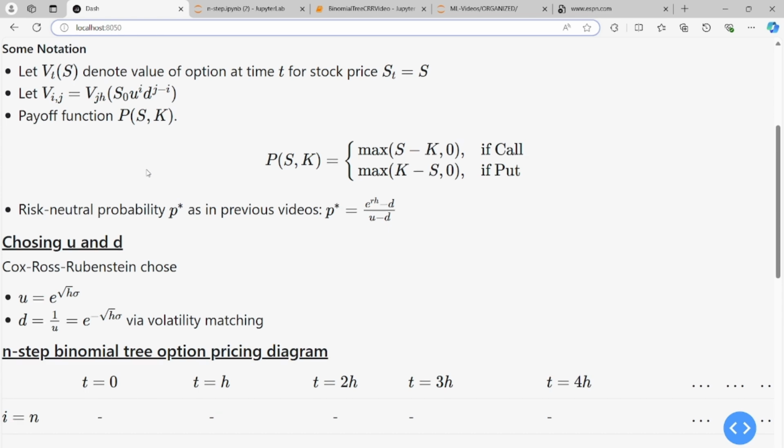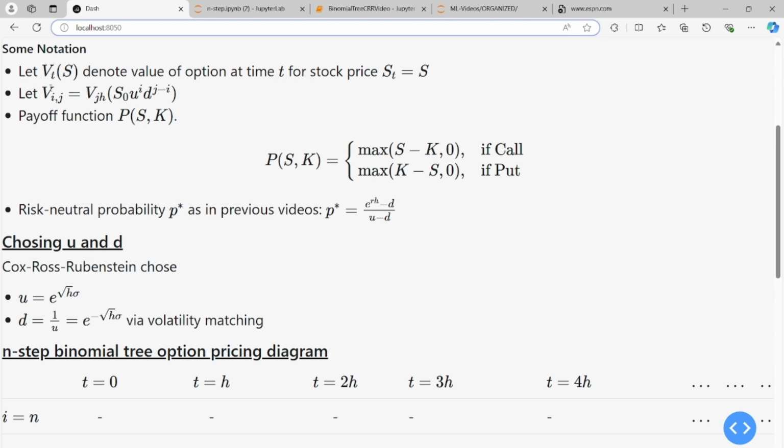To price these options, we're going to go backwards in time, since we know the payoff at expiration, until we get to the initial time at the initial stock price. So let me just introduce some notation. Let V_t(S) denote the value of the option at time t when the stock price S_t equals S. Here t starts at time 0 and goes to capital T, the expiration. This means if you're at any time t and the stock price is S, what's the value of the option there? You'll see why this is helpful in a second.